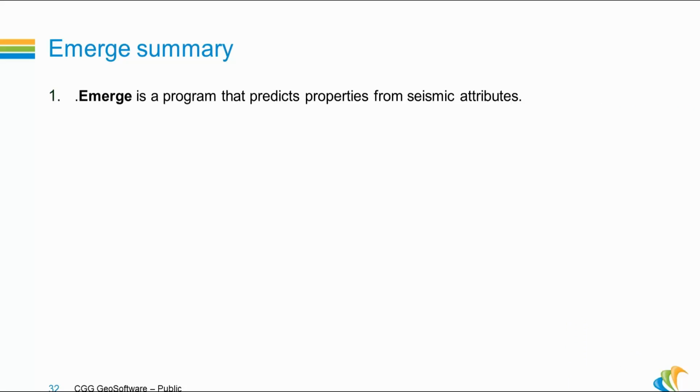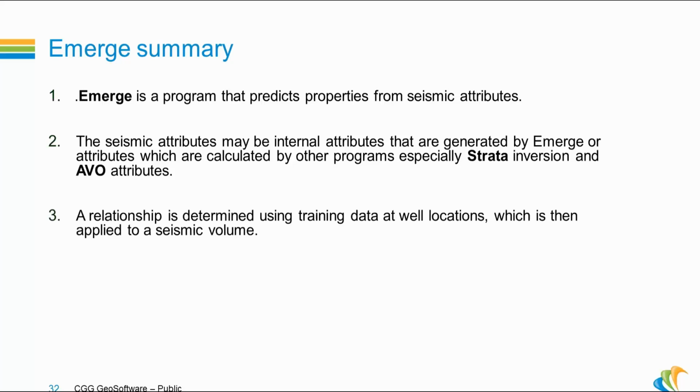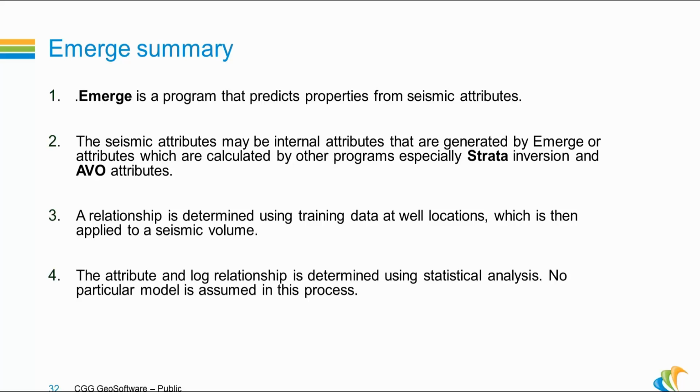As a summary, Emerge is a program that predicts properties from seismic attributes. Properties can be any properties. The seismic attributes may be internal attributes that are generated by Emerge, or attributes which are calculated by other programs, especially Strata inversion and AVO attributes. The relationship is determined using training data at well locations, which is then applied to a seismic volume. The relationship is determined using statistical analysis, so there is no need for a particular model, and specifically if you are dealing with rock physics, you don't need to worry about the rock physics model. This is just a statistical method of calculating attributes.